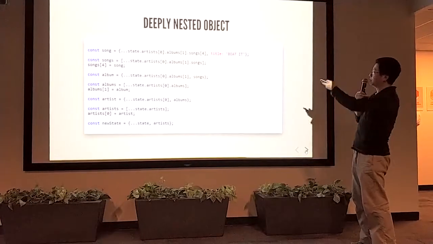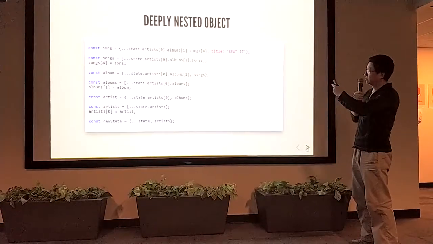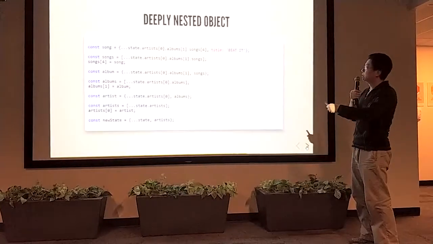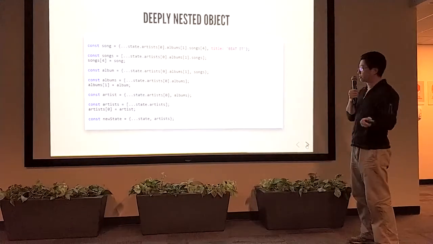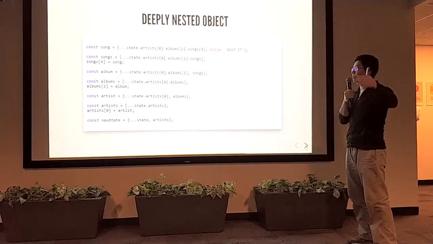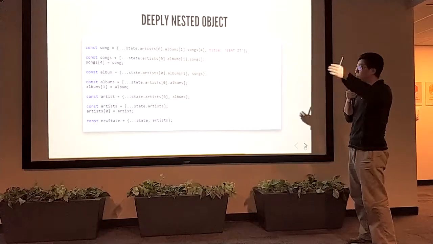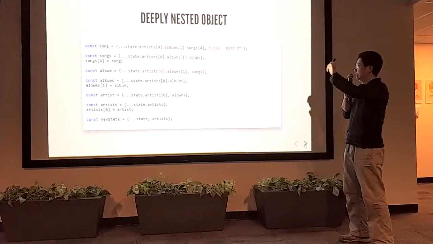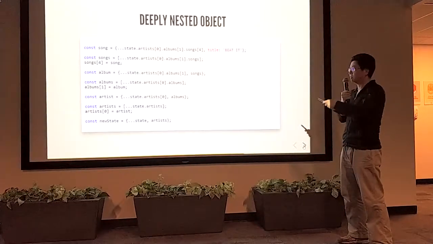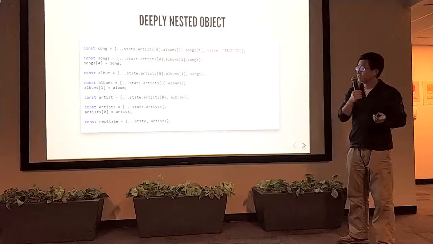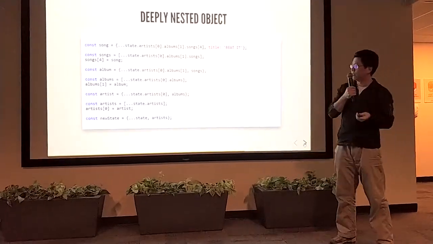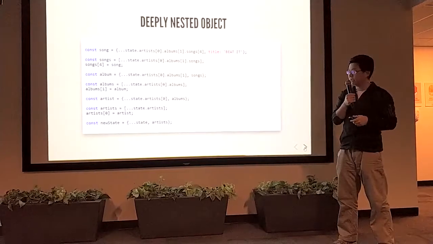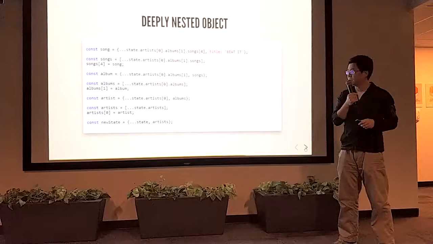So first, we have to create a new song and change the value. Then we have to create a new array of songs, and then copy all the references of the old songs into the new song array. Then we have to do the same thing for albums and artists. So you can see that's quite a bit of work, and it's very error prone. So we need some kind of library to help us do this.